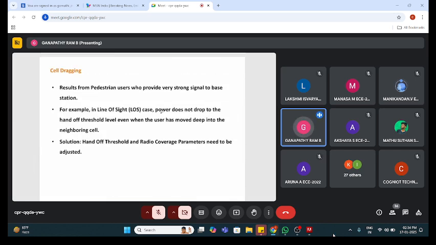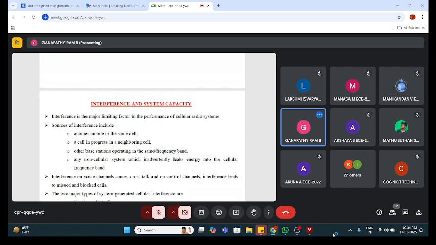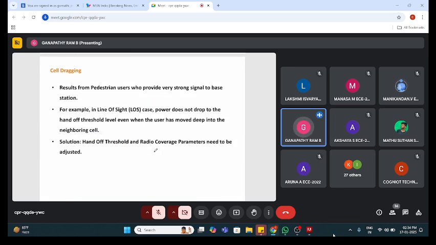In order to overcome these cell dragging effects, we have to adjust the parameters of handoff threshold and other radio coverage parameters depending on the location of the base station. So that's all about the handoff strategies.